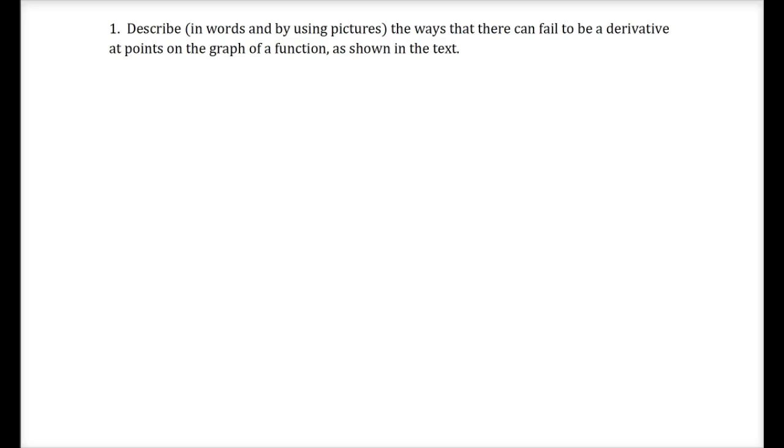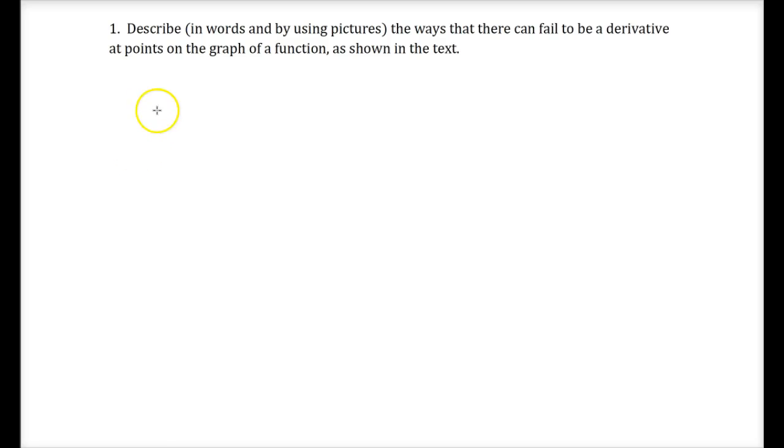All right, so let's go to our first question here. The first question talks about how to describe in words and by using pictures the ways that there can fail to be a derivative at points on a graphical function, as you're shown in your text. In general, whenever we're taking the derivative of a function, we're trying to do the limit of the difference quotient. And so I'm going to go back a bit to explain why the answers that we're going to have are what they are.